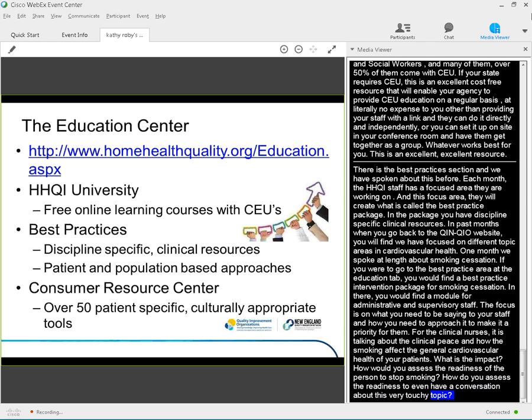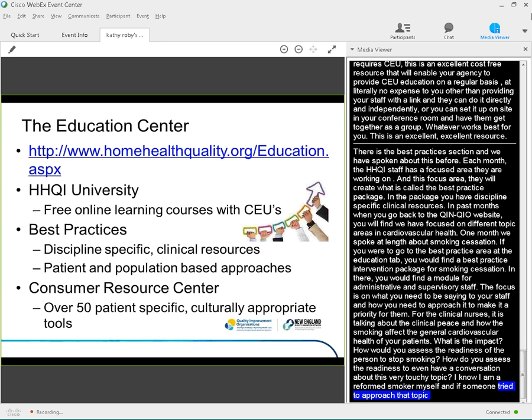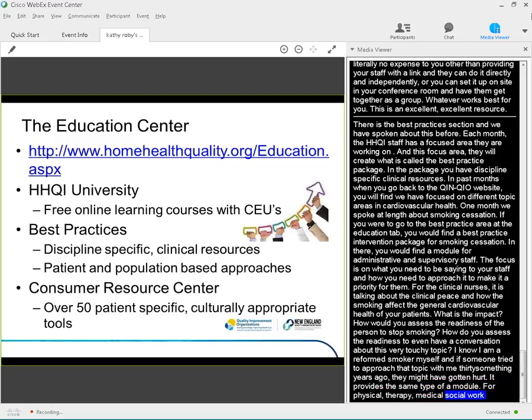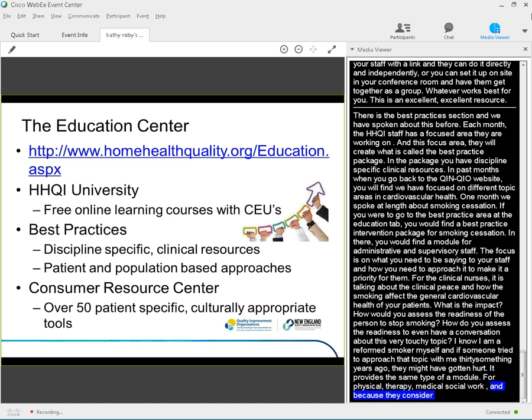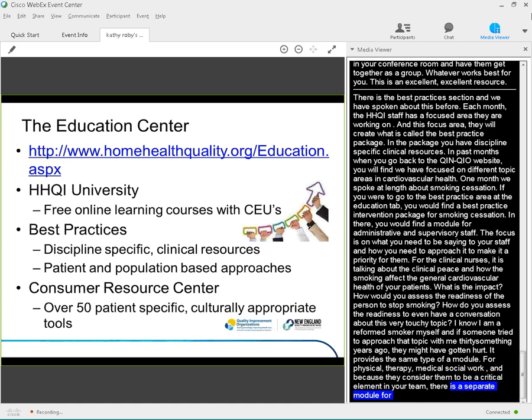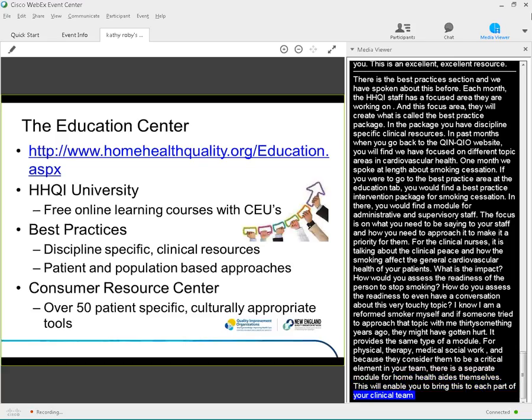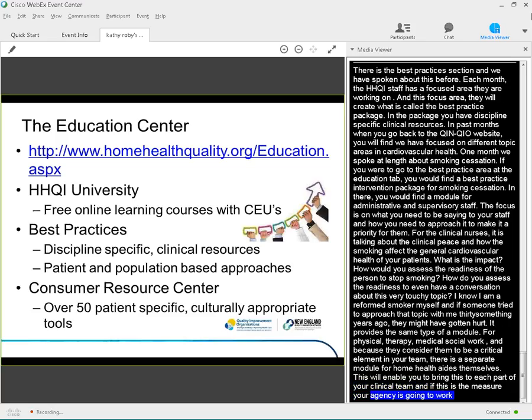It provides the same type of module for physical therapy, medical social work, and because they consider them to be a critical element in your team, there's a separate module for home health aides themselves. This will enable you to bring this to each part of your clinical team. If this is a measure that your agency is going to work on, you're going to improve your percentage of success in getting your patients to stop smoking. At least reduce the number of cigarettes they have. Something in this area. You can tailor the education, tailor the approach to each specific discipline.